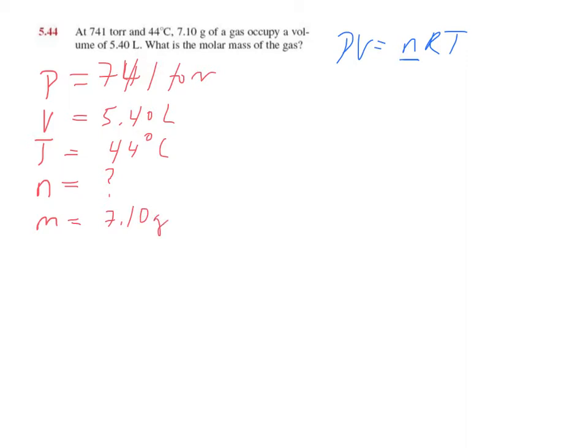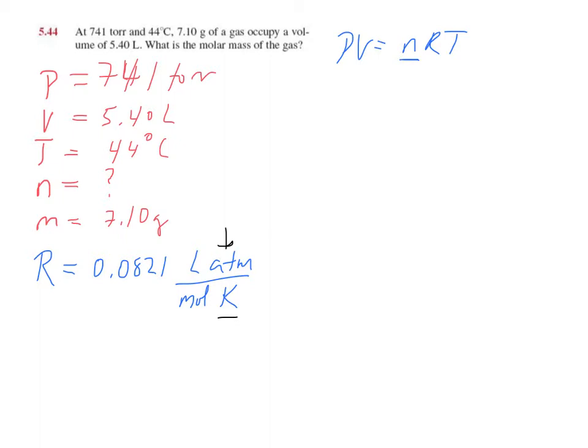So the first thing I'm going to do is make sure that I've got all my units in what I need. Because remember, R, the universal gas constant, has a value of 0.0821 liter atmospheres per mole Kelvin. So my temperature needs to be in Kelvin, and my pressure needs to be in atmospheres. I don't have pressure in atmospheres, and I don't have a temperature in Kelvin, so I need to convert these first before I do anything.